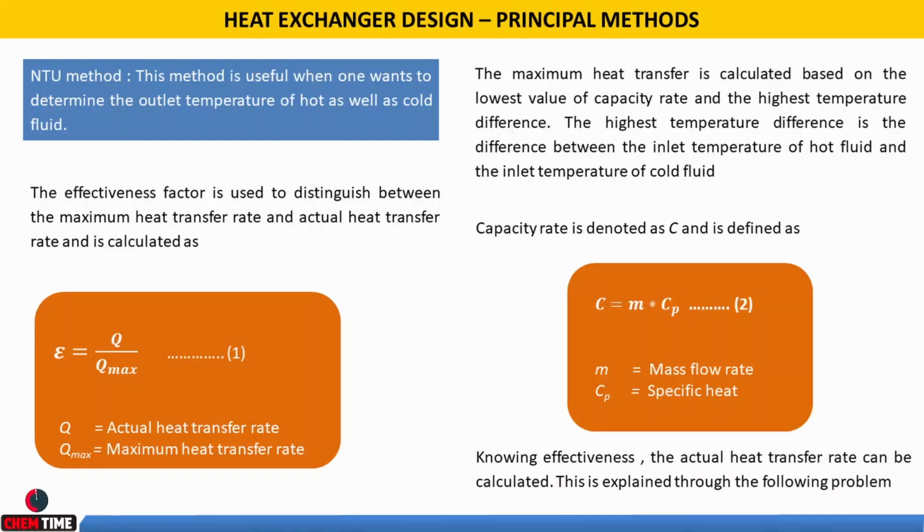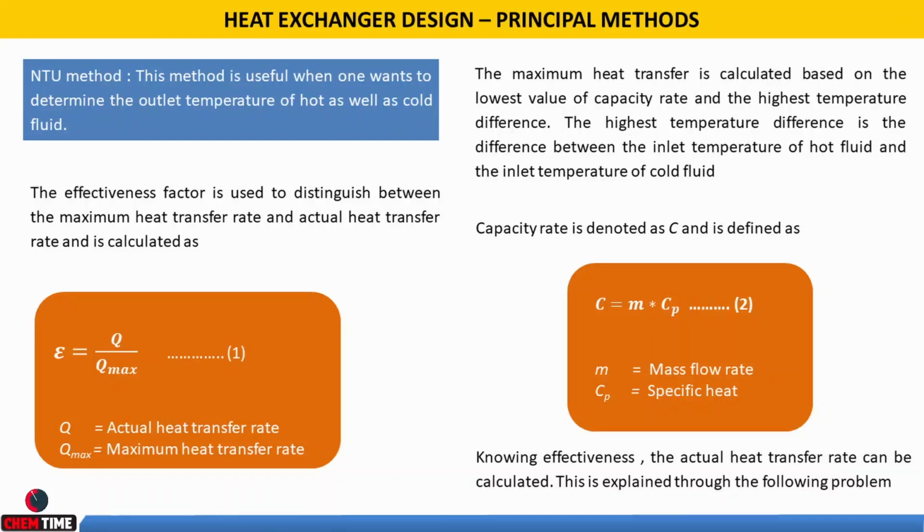This method is useful when we want to determine the outlet temperature of hot as well as cold fluid, provided the inlet temperature of hot as well as cold fluid is given. We define a parameter called the effectiveness factor, and this is defined as the ratio of actual heat transfer rate to maximum heat transfer rate. This equation is familiar to all mechanical, chemical and agriculture engineering students when they carry out the laboratory experiments on effectiveness of counterflow and parallel flow heat exchangers.